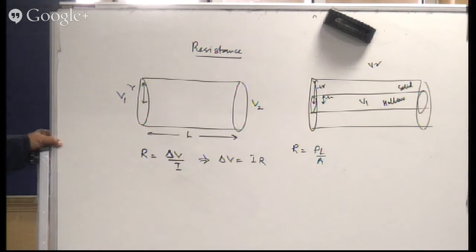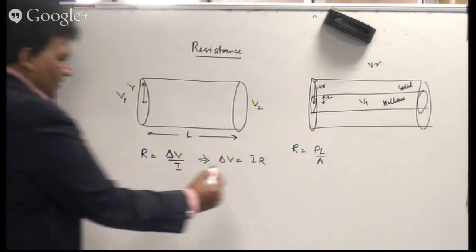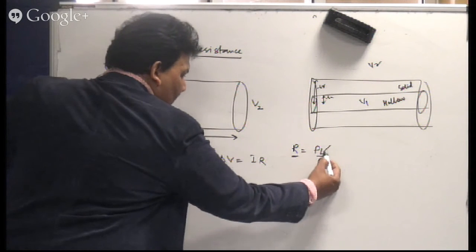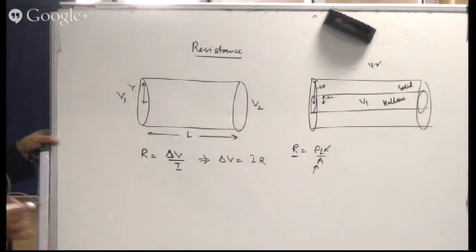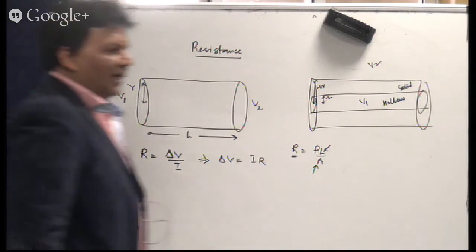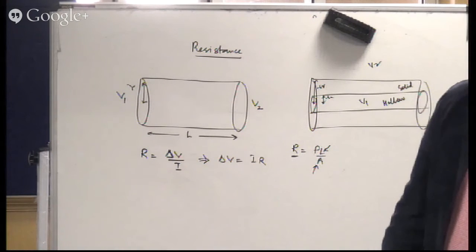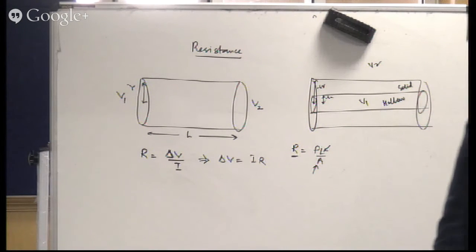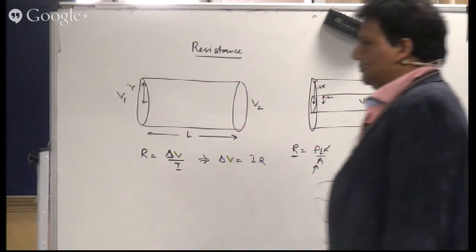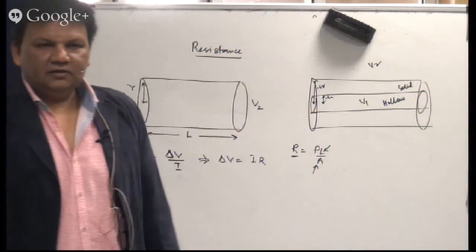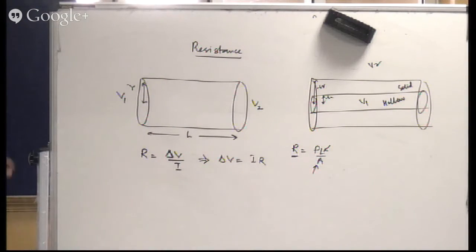Please understand, very very important thing, and that is आप इस रेजिस्टेंस में when you use L and when you use A, L has to be in the direction of current, A has to be perpendicular to the direction of current. Note करो. L has to be in the direction of current and A has to be in a direction perpendicular to current. Okay?